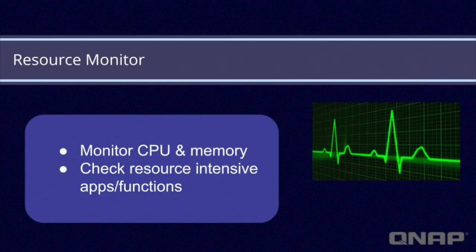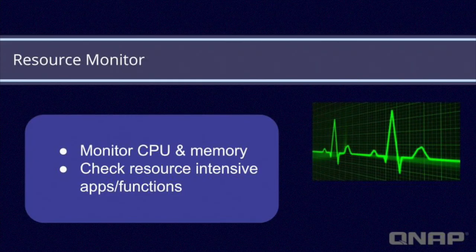The resource monitor helps monitor your system's resources, obviously. That's like CPU usage and memory usage, and it will enable you to break down what is using the CPU and the memory. You can look at the different apps and see how much each app is using.